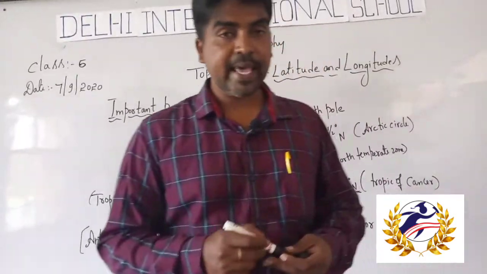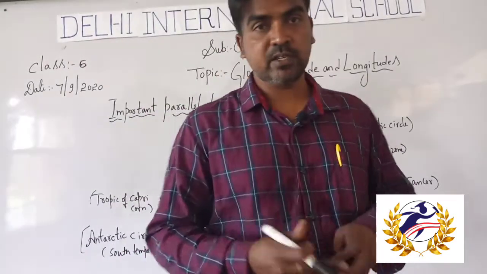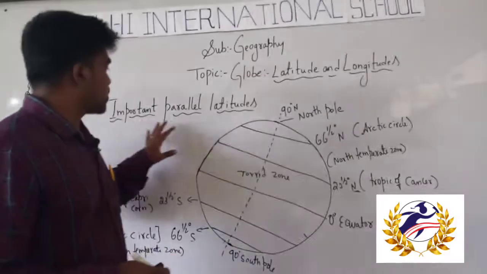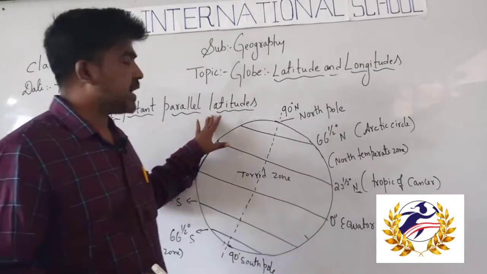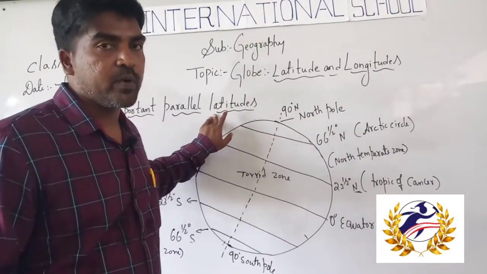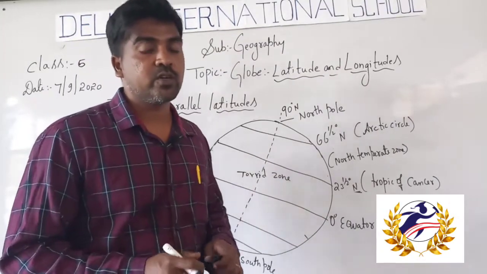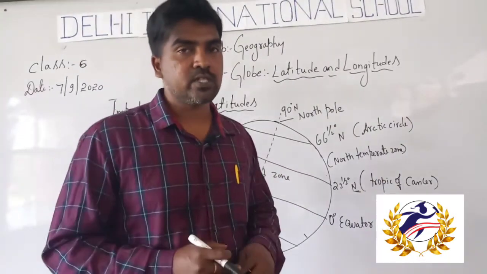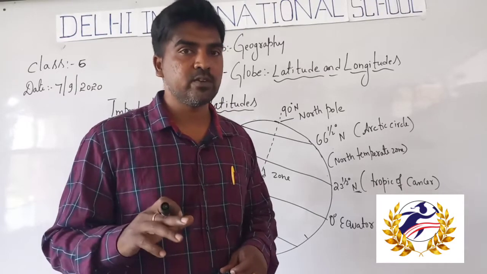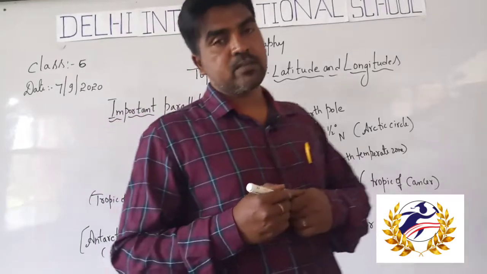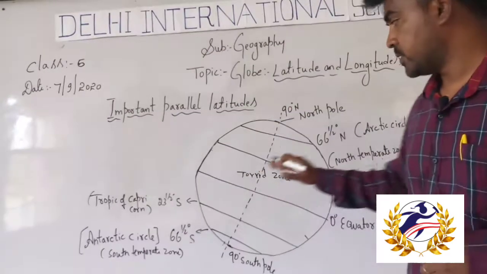Okay students, let me explain. I know this is a little confusing, and I will clarify your doubts. So why do we have important latitudes? To know the heat zones of the earth, because sun rays do not reach the planet earth directly everywhere.